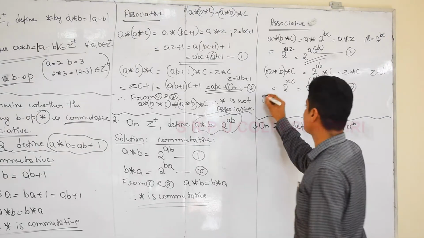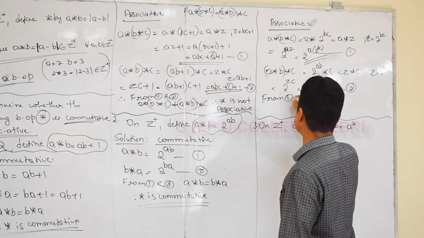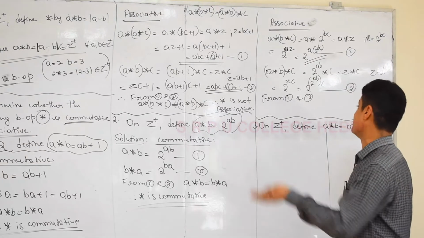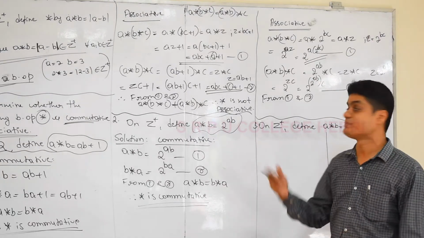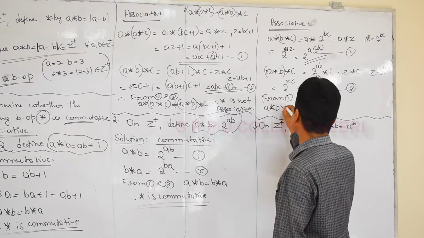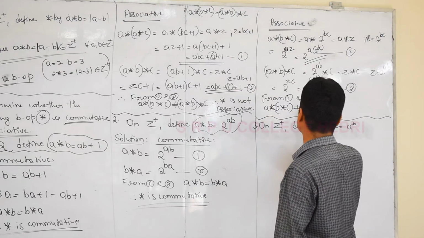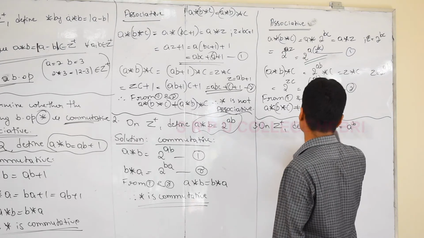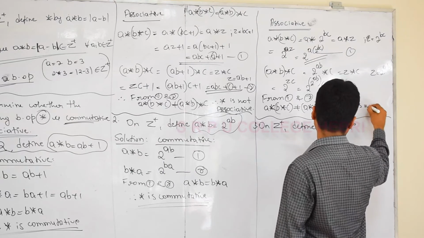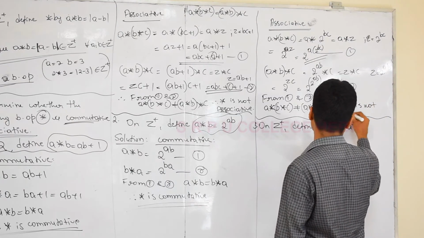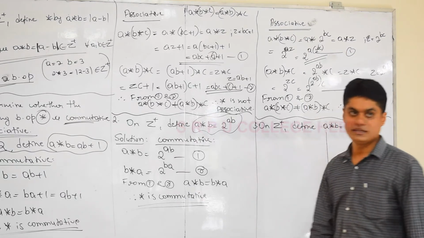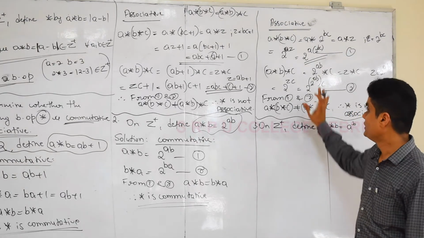So what is the conclusion? Whether they are equal or not. 2 power A into 2 power BC, is it equal to 2 power BC into C? Definitely no. From 1 and 2, A star B star C is not equal to A star B star C. Therefore star is again not associative. It is commutative but not associative. Is it understood? So it's clear, right?